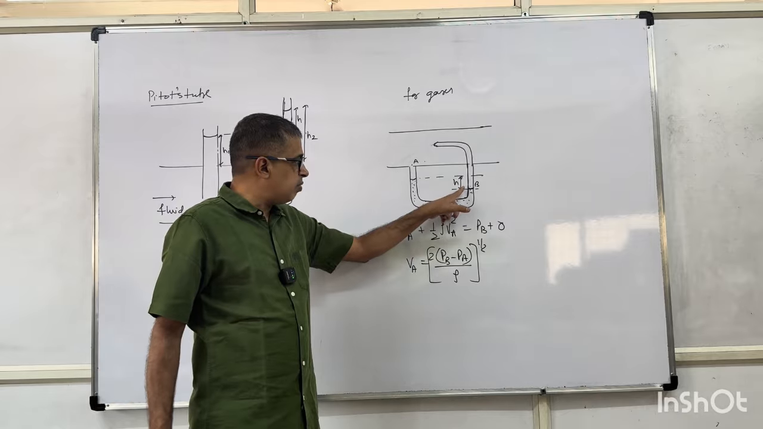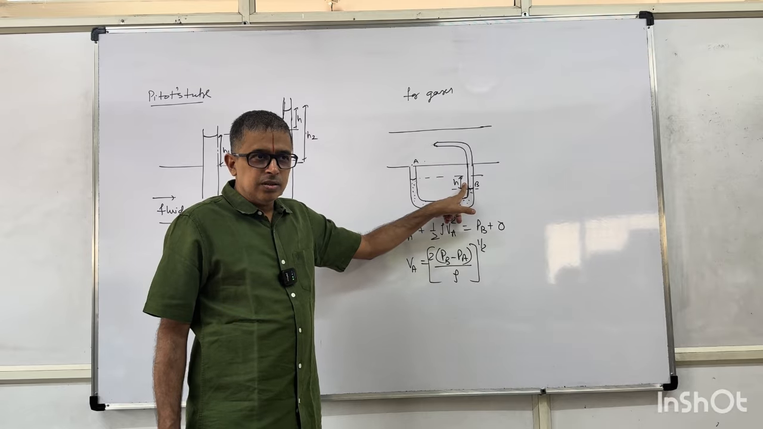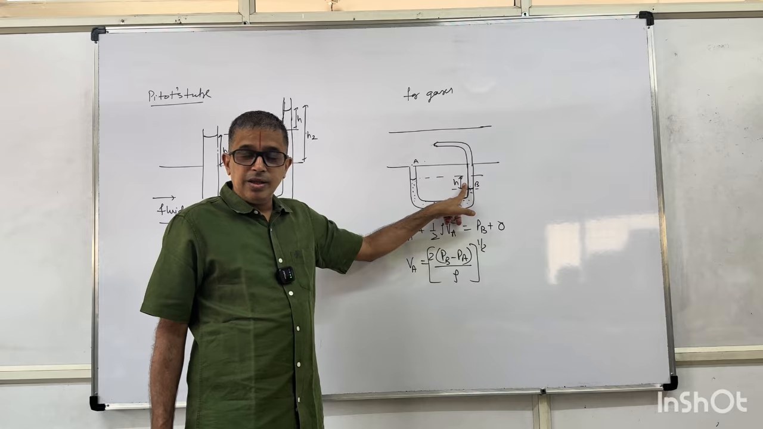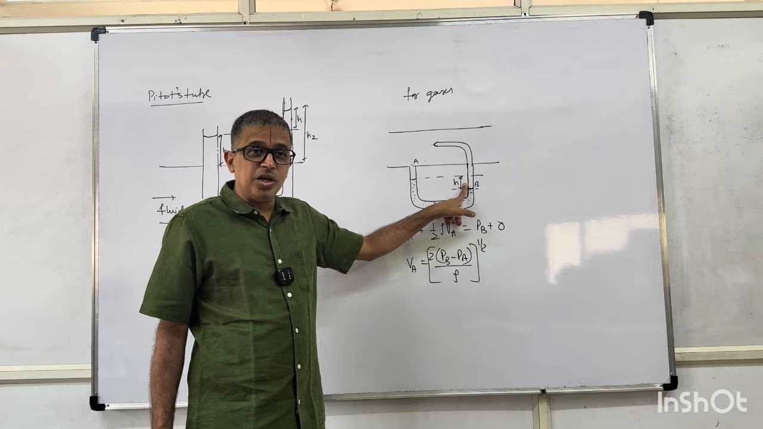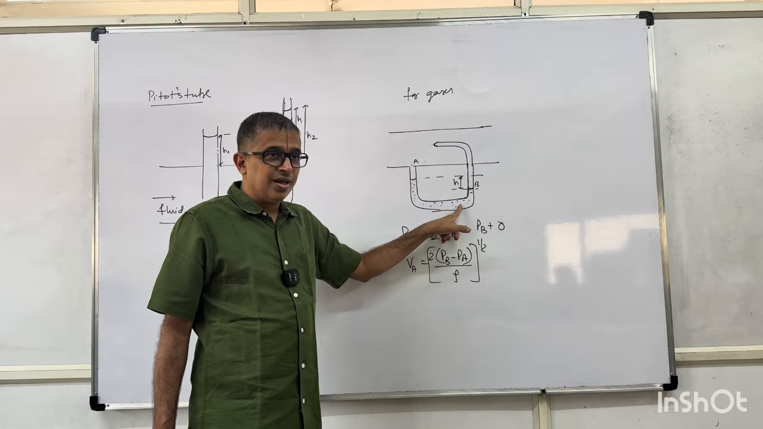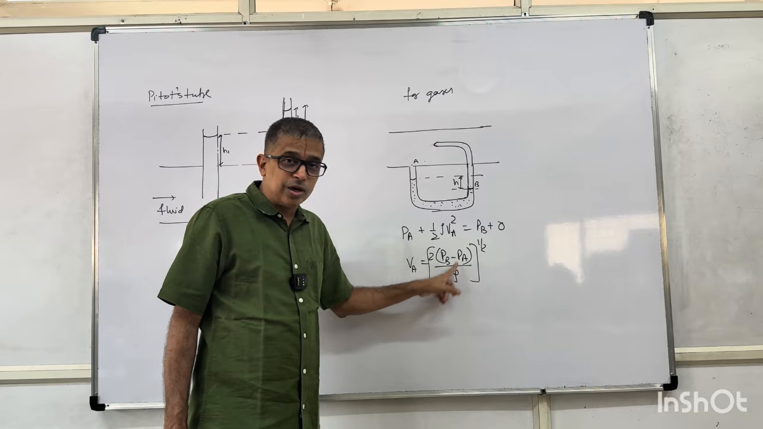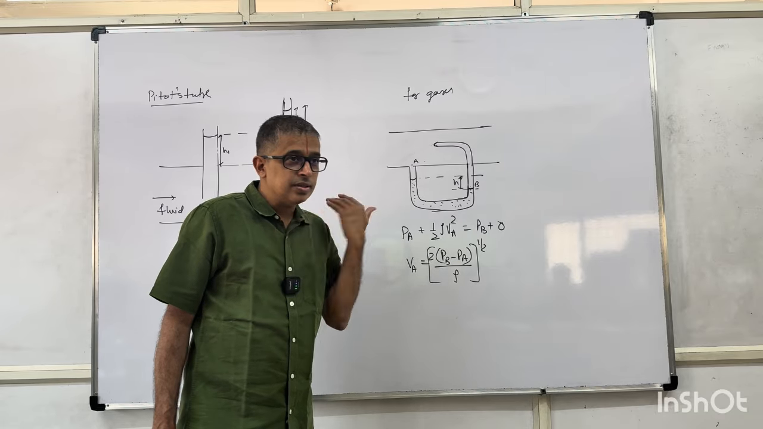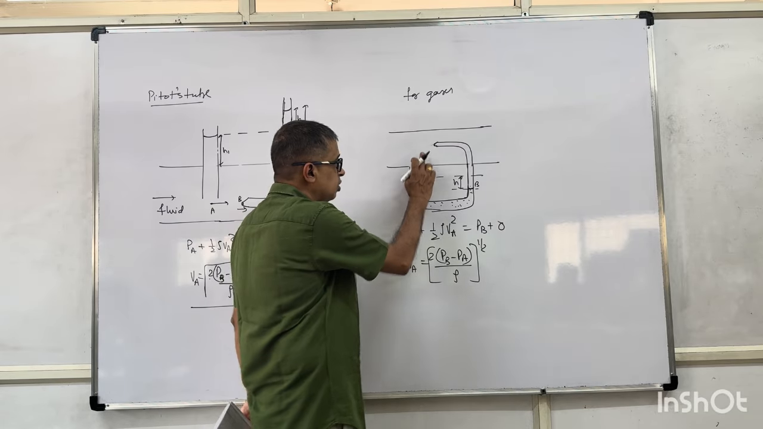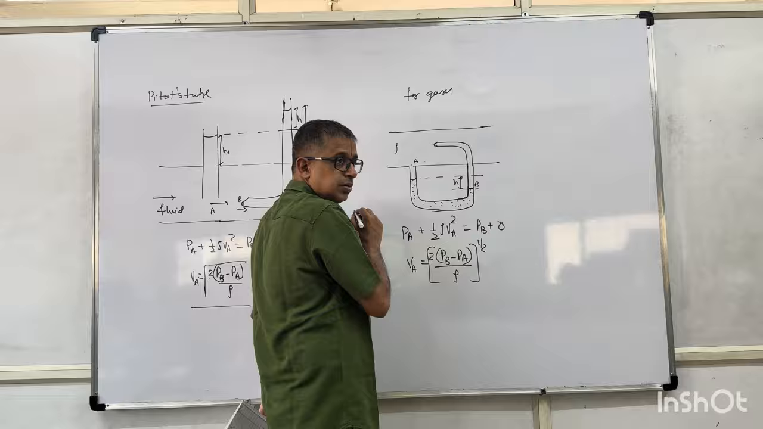PB minus PA will be H rho G, but rho will be the density of mercury. I will not write that rho here. That rho and this rho you cancel out. This rho is the density of the gas.